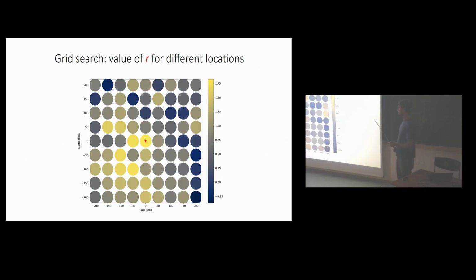Anyway, you can generalize that test and do it for any location on a grid, which is 50 kilometer spacing. And for each location, we are going to calculate our error ratio, and this is what you get. And actually, the maximum value is at 0, 0, meaning at the location of the upcoming event.